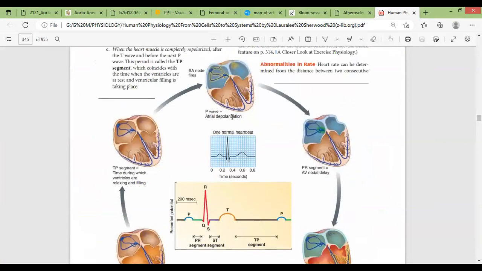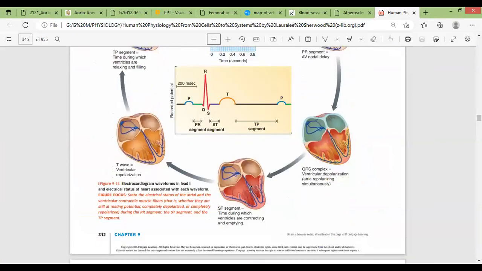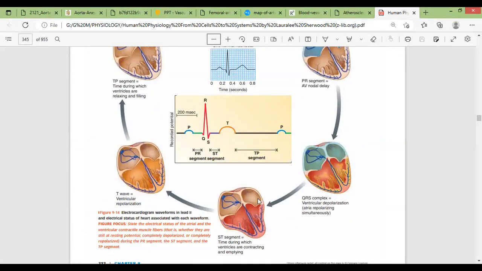So the P wave, we have atrial depolarization. Then the PR segment, we have the AV nodal delay. The QRS complex is where ventricular depolarization is, and also the atrial repolarization. Then the ST segment, this is when the ventricles are contracting and emptying. They're not relaxing, they're contracting.